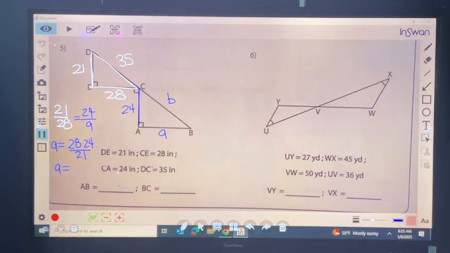You the one with the calculator. He the human calculator. What was the question? 28 times 24 divided by 21. More than that. That's correct. 32 is correct.